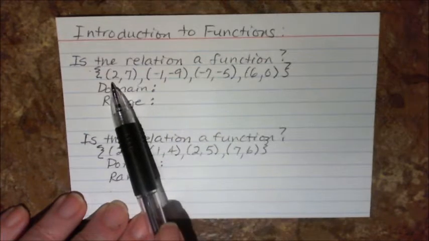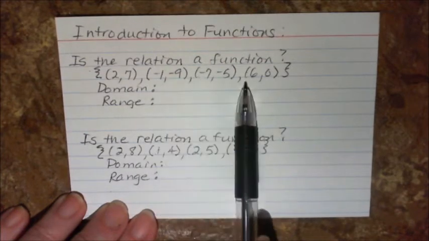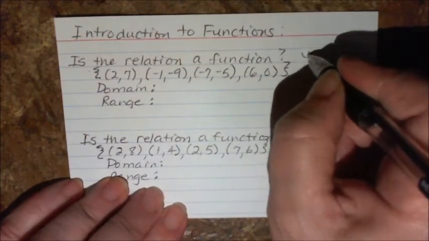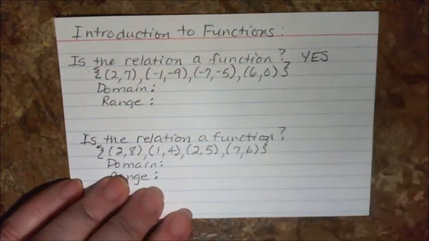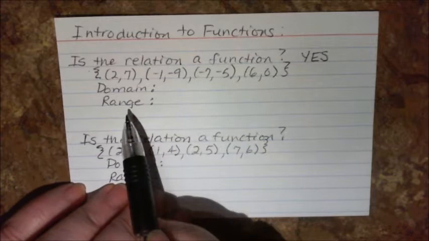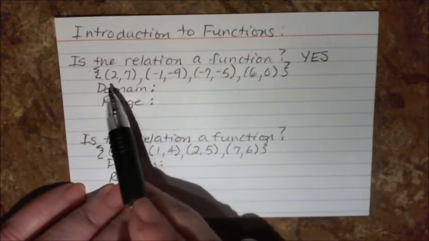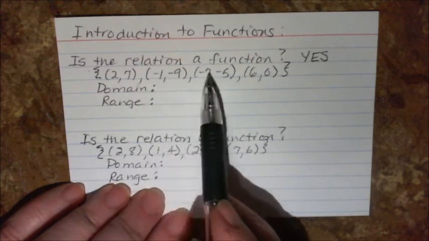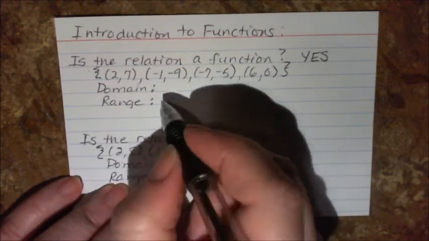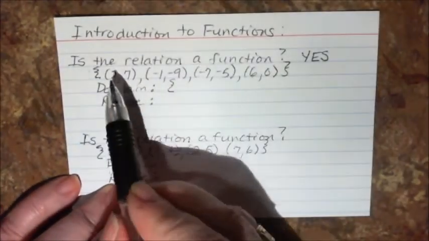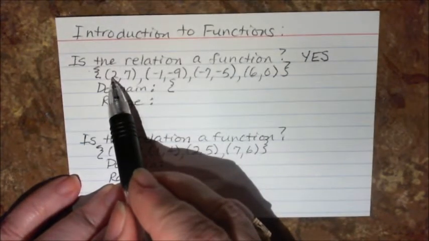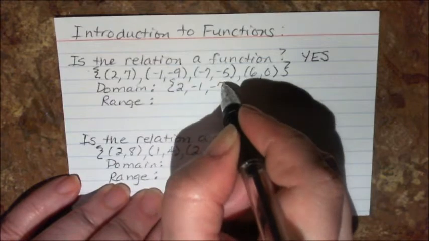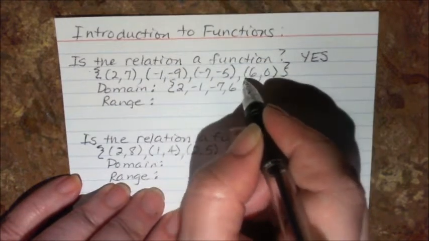So we see here 2, -1, -7, 6. No x values repeat, so it fits the definition of a function. Is it a function? Yes. How do we name the domain of this function? Well, the domain are all the first values, or the input values, so our set picks up the numbers from the x values, 2, -1, -7, and 6.